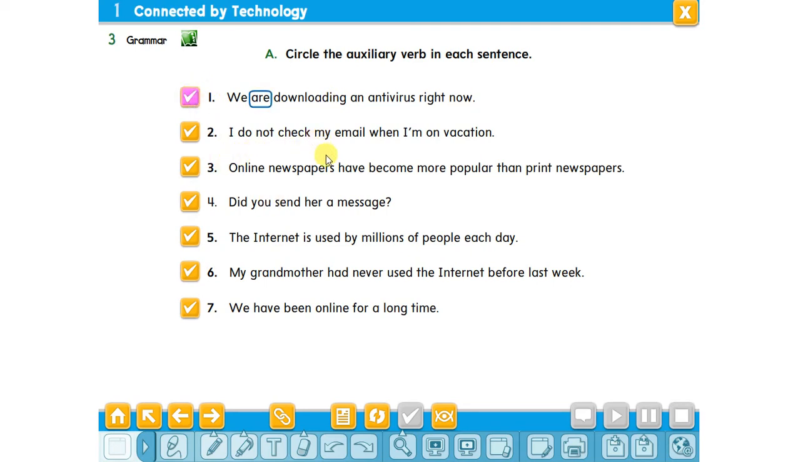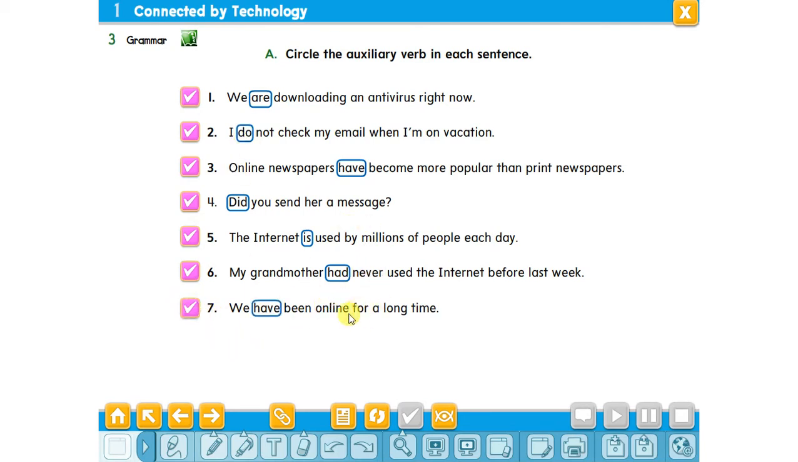Here, I do not. You have not, so it's sure that do is the auxiliary verb. Here, did you. This is a question, did. Here is used: used is the main verb, and the helping verb is the auxiliary verb. Here you had never used. Here you have had. And here we have been online. We have also. These are auxiliary verbs.